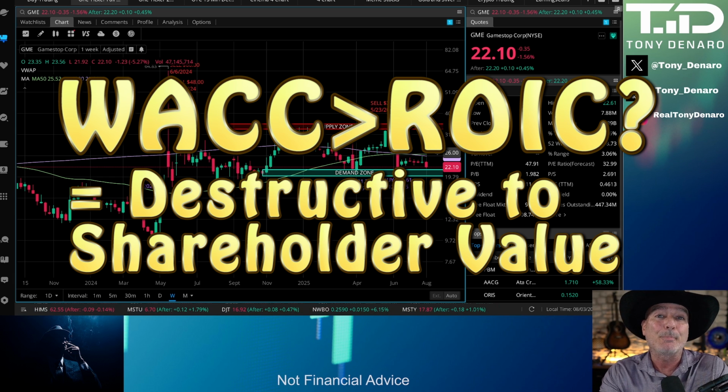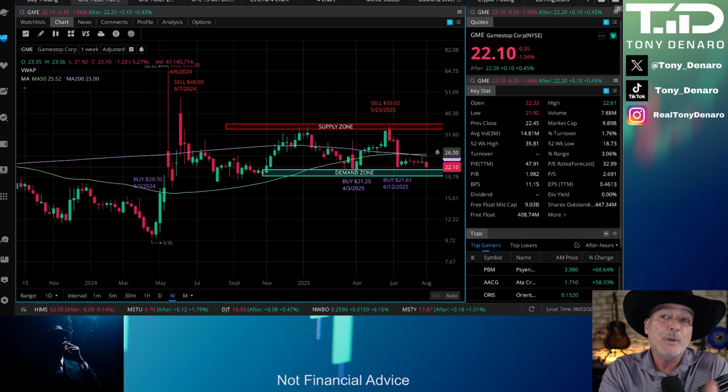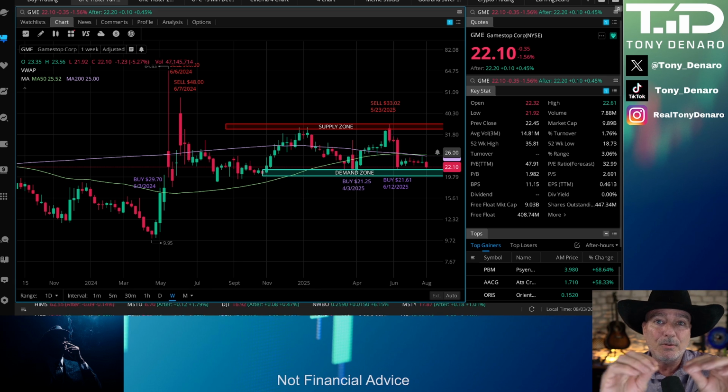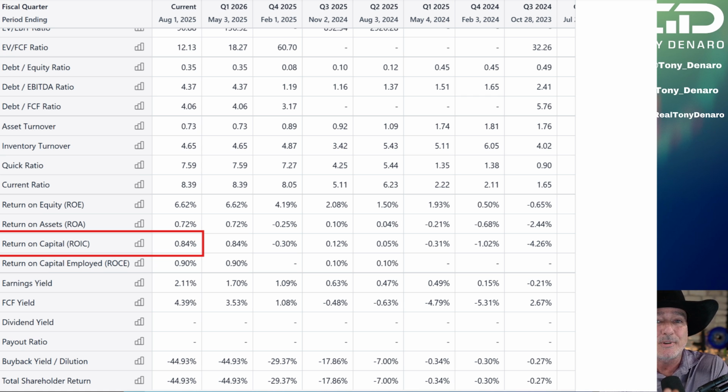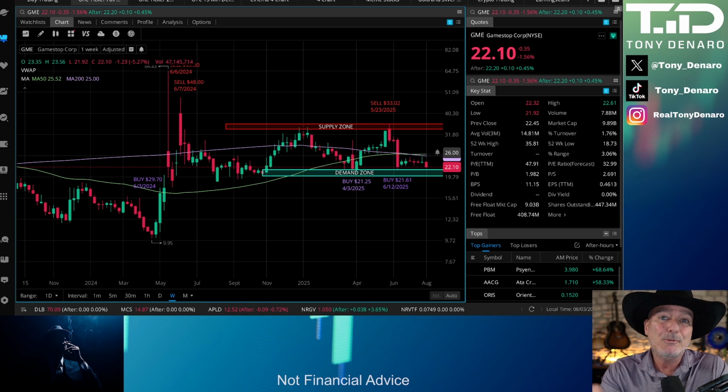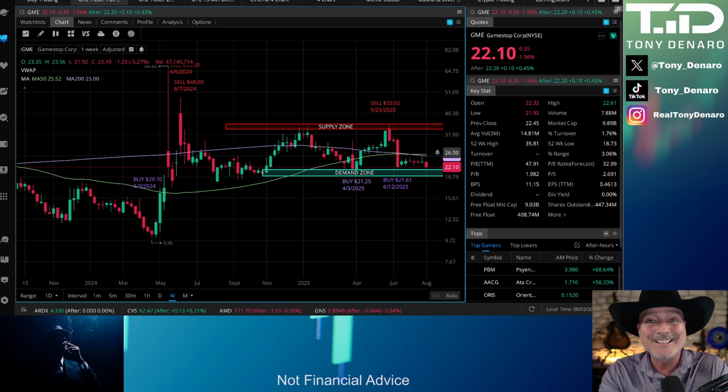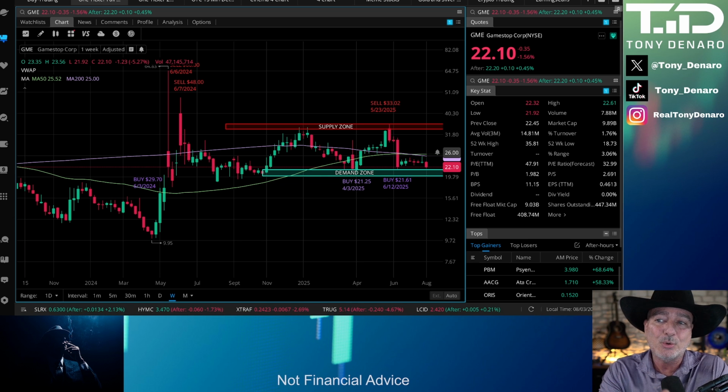I want you to look that up and do your own DD. Even if we use an average retail brick and mortar type business weighted average cost of capital of around 8% for GameStop, the 0.84% trailing 12 months ROIC still falls way short. This is a red flag for professional and institutional investors, and it's why GameStop's valuation might not reflect its $8.4 billion cash hoard or recent improvements in profitability.